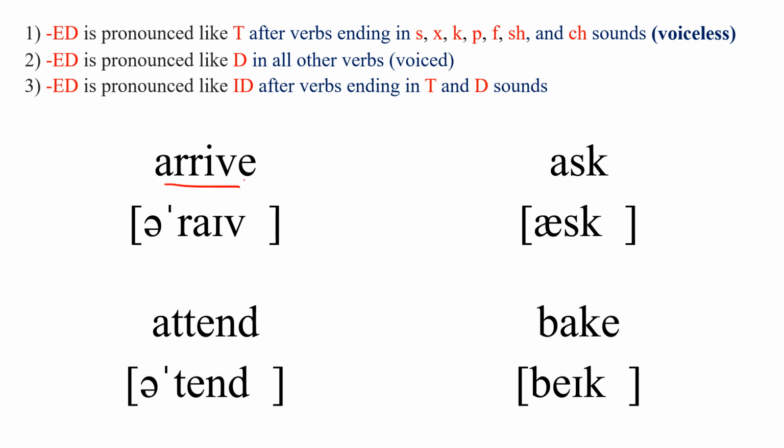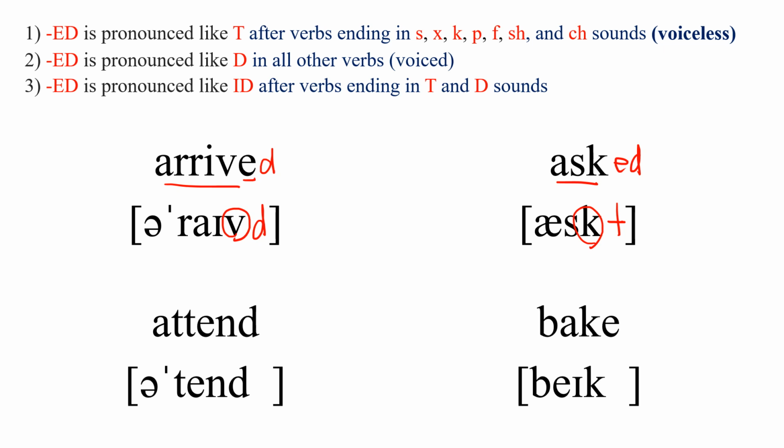Arrive. So E ending, only put D. And this is voiced. So you put D, arrived. Ask, consonant, so we put ED, and this is voiceless, so it becomes T. So you say asked.